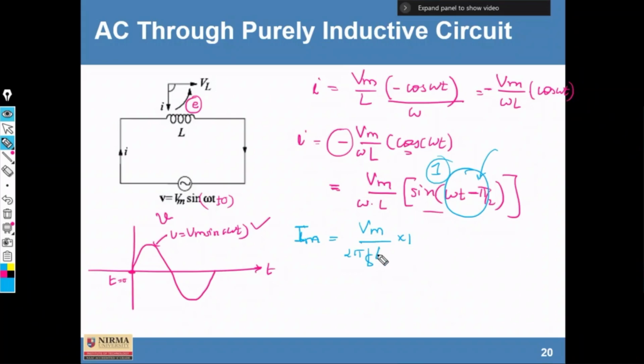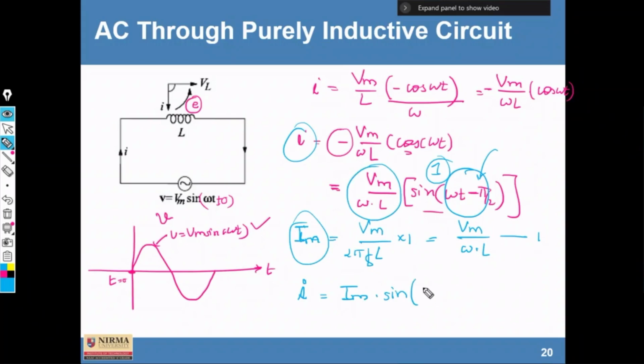Isn't it? So here you can write Vm upon omega into L. And if you replace this maximum value in the equation of current, you can find current I is equal to Im, because we are replacing this term with the maximum value Im, into sine omega t minus pi by 2. So this is the expression of current, and the equation of voltage is Vm sine omega t.